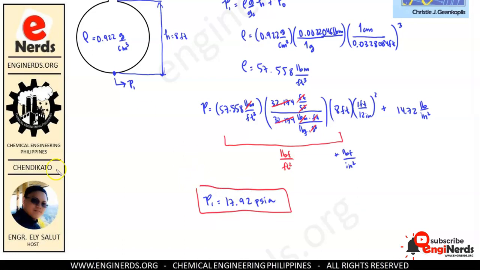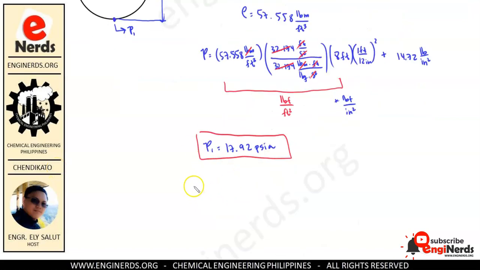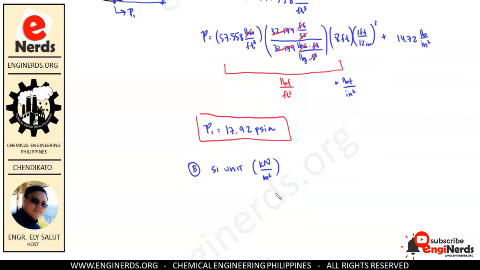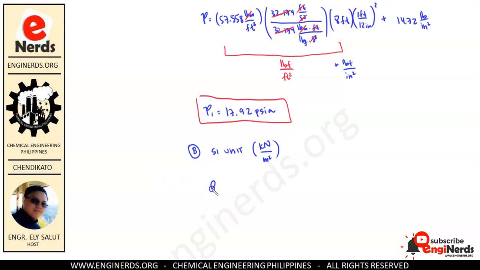So, now, sagutan naman natin siya. Yung pangalawa, pinahanap sa atin in SI unit. And to express that in kilonewton per square meter. Now, our density, again, is equal to 0.922 grams per cubic centimeter. Okay, so convert natin siya into kilogram per cubic meter dahil lahat ng gagamitin natin will be expressed in kilogram and meters.